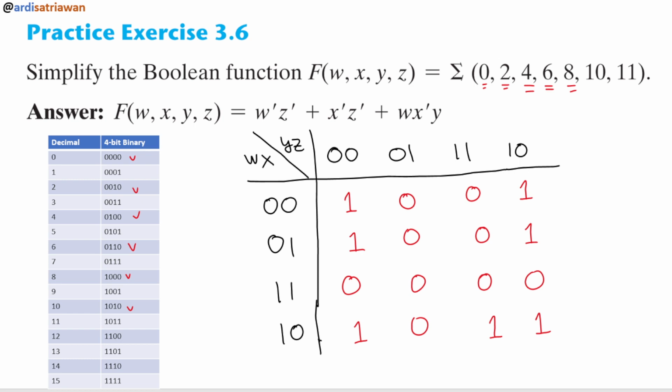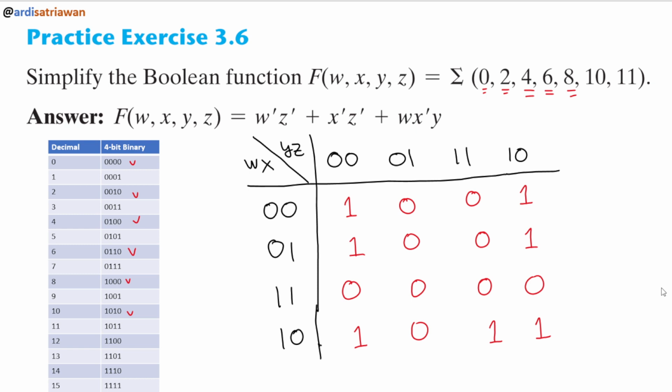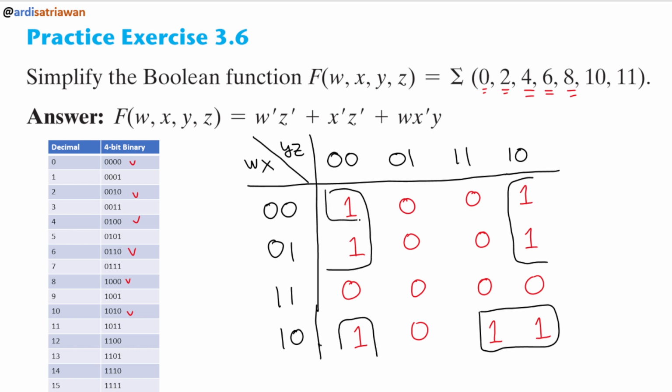Okay, what can we do from here? I think we need to start circling the 1s here. I see that we can circle it like this. This is 1, 1, and this is 1, 1 there. Then this one here, 1 and 1. Can I pair it with another one? I think not. And for this one, I will need to cover it with that one there. So maybe let's start with the yellow one here. This one and that one, right?